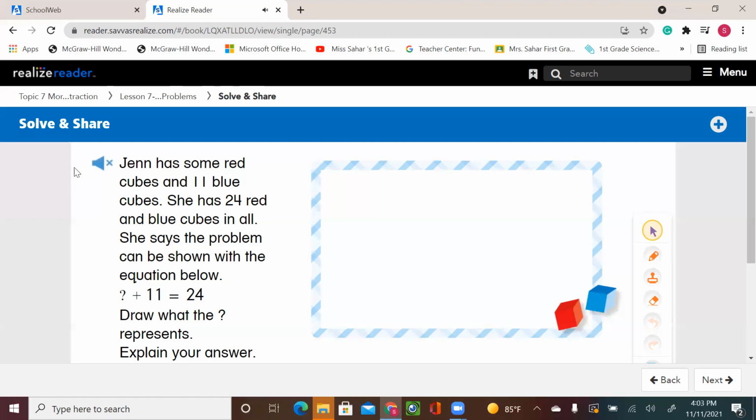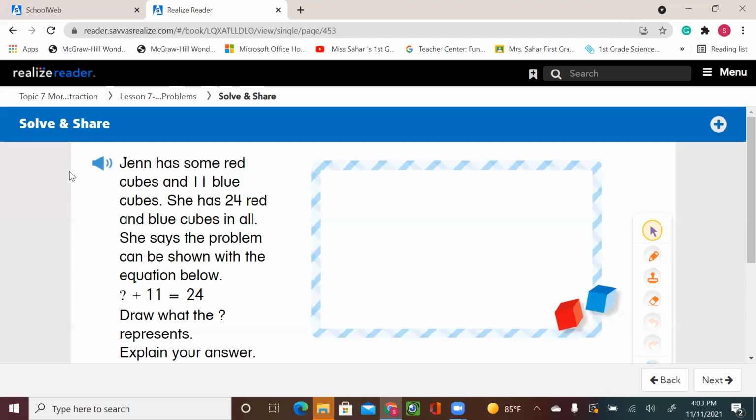Jen has some red cubes and 11 blue cubes. She has 24 red and blue cubes in all. She says the problem can be shown with the equation below. Question mark plus 11 equals 24. Draw what the question mark represents. Explain your answer.